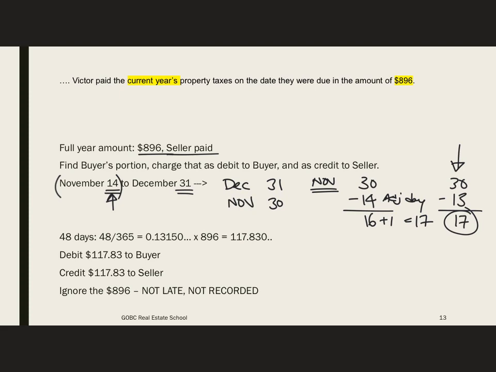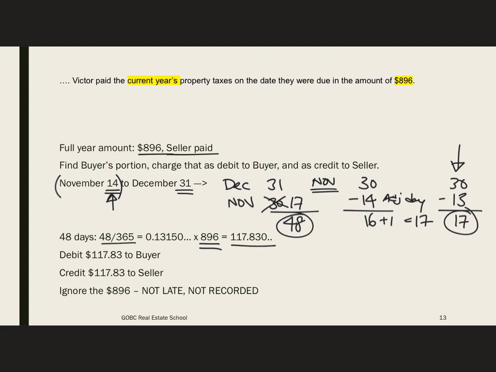Okay, so then you take your days. For November, we said it was 17 days, which makes 48 days total. You take your days, divide by 365, and then multiply that answer by the 896, and you get $117.83. So that is a debit to the buyer and a credit to the seller. You ignore that total amount of $896. It was already paid, so it's not recorded.